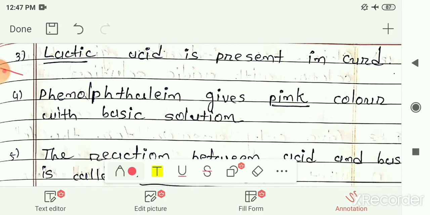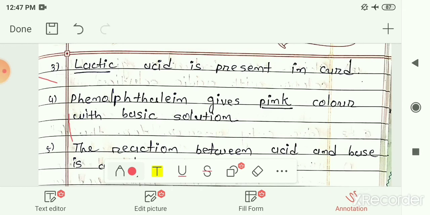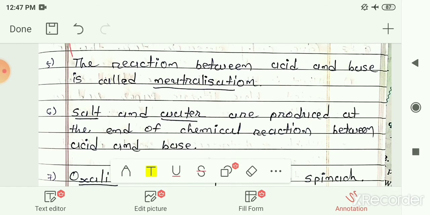Next, fourth number, phenolphthalein gives blank color with basic solution. As in the MCQs we had seen, phenolphthalein gives pink color with the basic solution. Next, fifth number, the reaction between acid and base is called blank. So this reaction is called neutralization. The reaction between acid and base is called neutralization reaction.